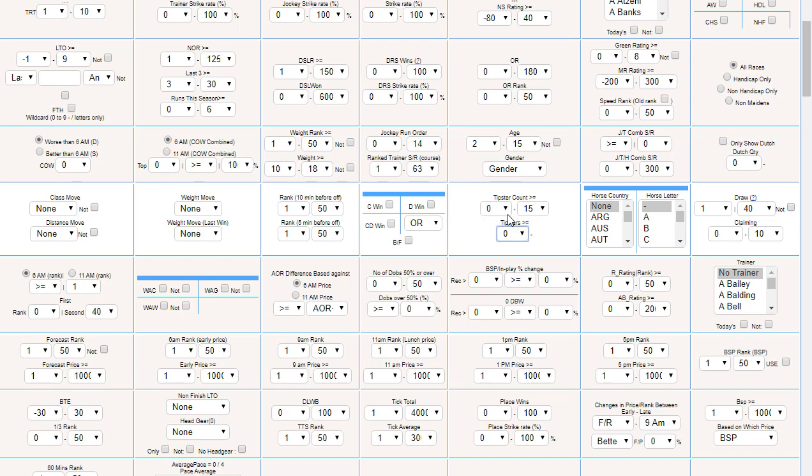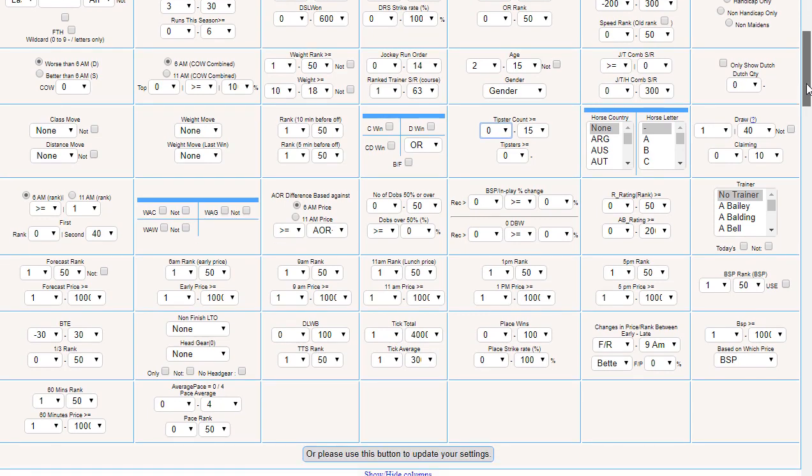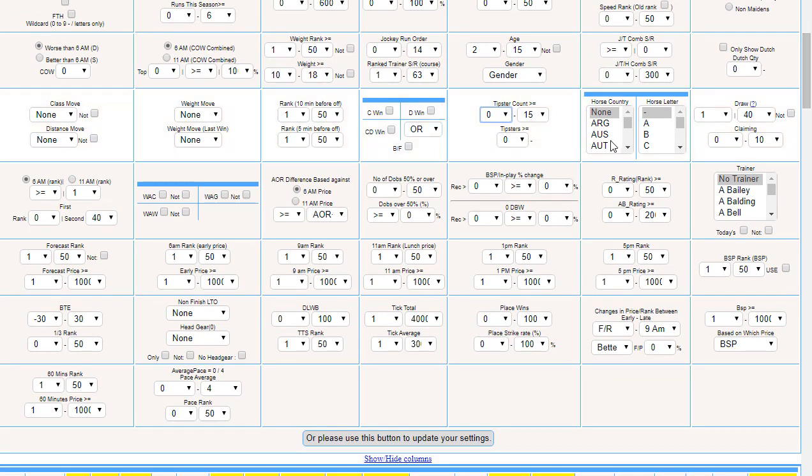I do use tipster count often in systems, because that's quite interesting. Not so much that they will make you a profit, but just to see if a horse has got anybody going for it. So normally I would just look to see if any tipsters have tipped a horse. If I'm backing, if I'm laying, I might look the other way. But yeah, definitely, you can get some odd surprises with horses that have only been tipped by 1 or 2 tipsters.